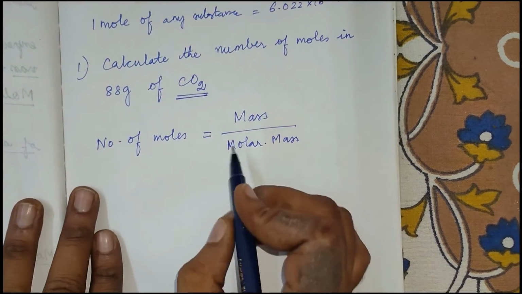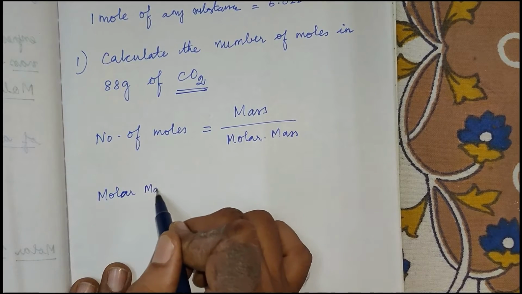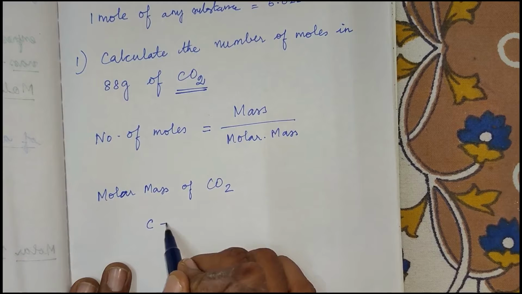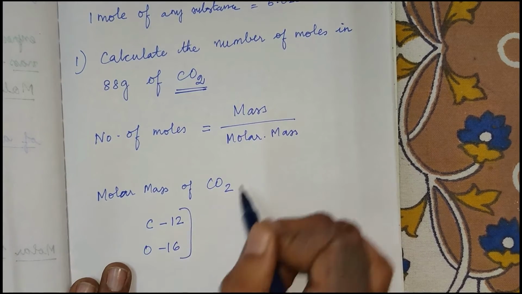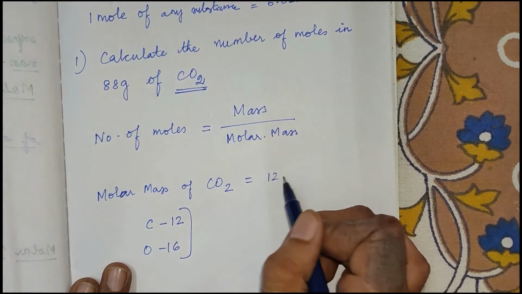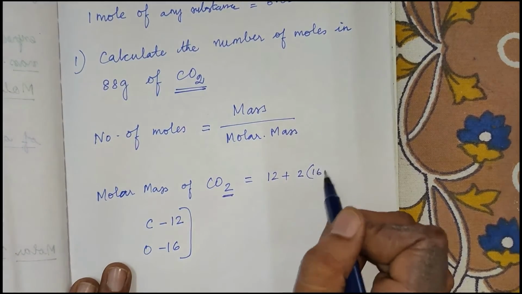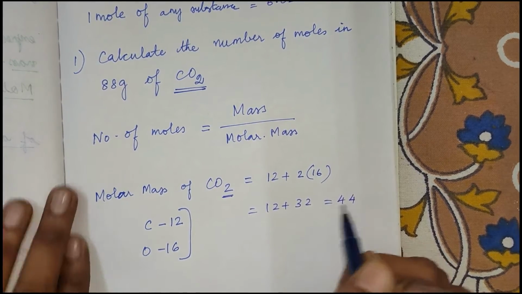We are going to find out the molar mass of carbon dioxide. Right? For carbon it is going to be 12. For oxygen it is going to be 16 atomic mass. So 12, you have 2 oxygen here. So 2 into 16, which is 12 plus 32, which is 44.